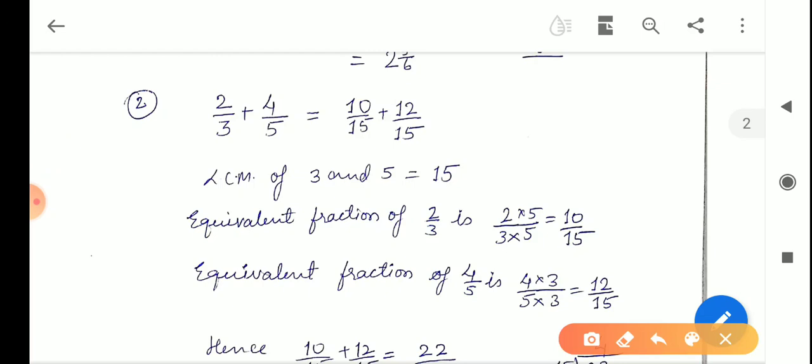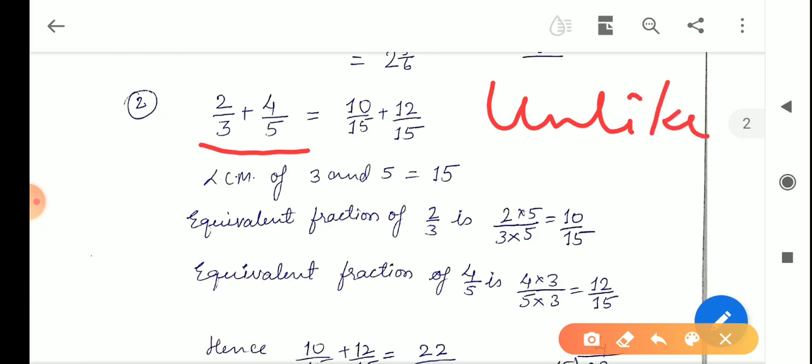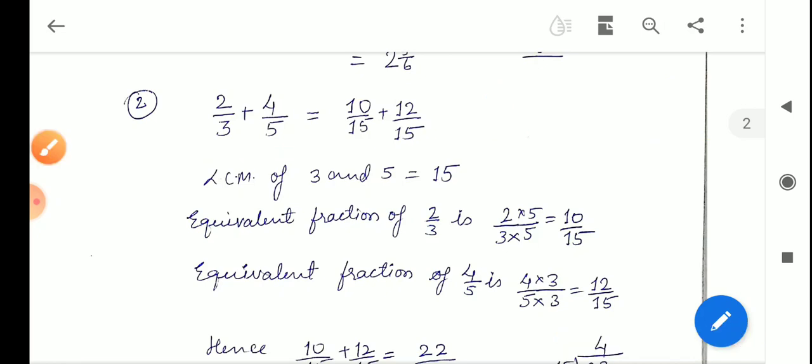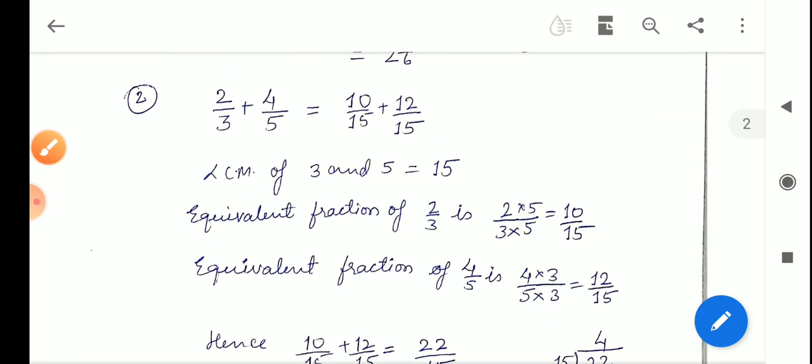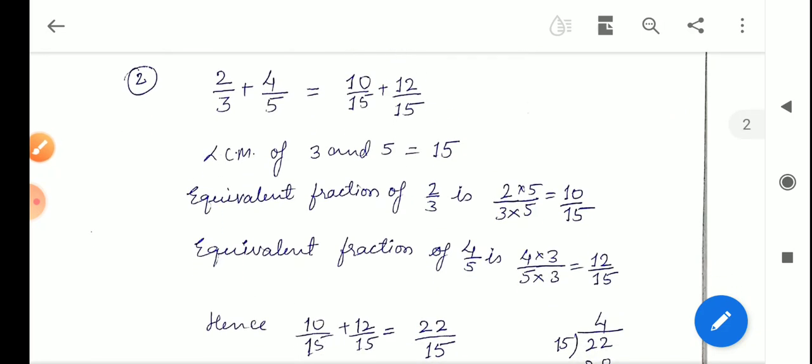Here we see that these types of fractions are unlike fractions. Why? Because the denominators are different. So the first thing you need to do is find the LCM of 3 and 5. The LCM of 3 and 5 is 15. You can easily find it.